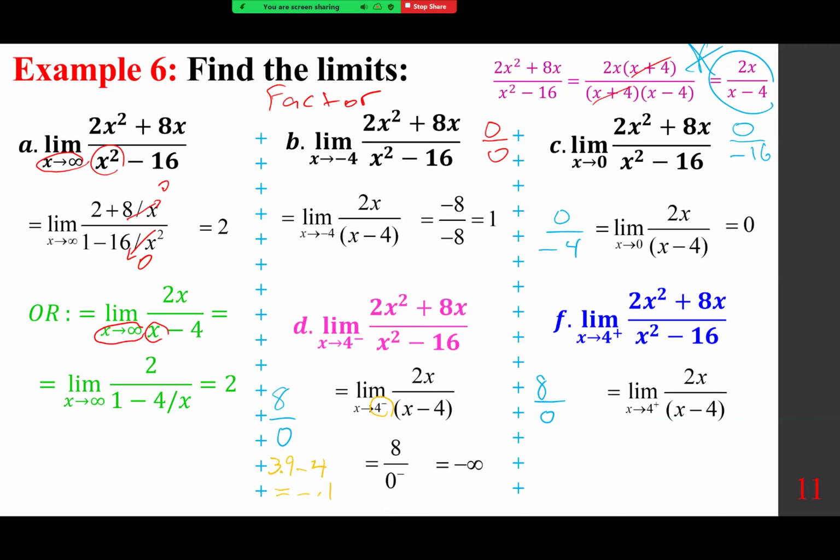However, if we look at this case, 4 from the right would be like 4.1 minus 4, which makes it 0.1, or makes it positive. That means 0 from the right. And positive over positive is positive infinity. So again, this is positive number over negative, that makes it negative infinity. This is positive number over positive number, makes it positive infinity. That's why you have to figure out the 0 from the left or right.